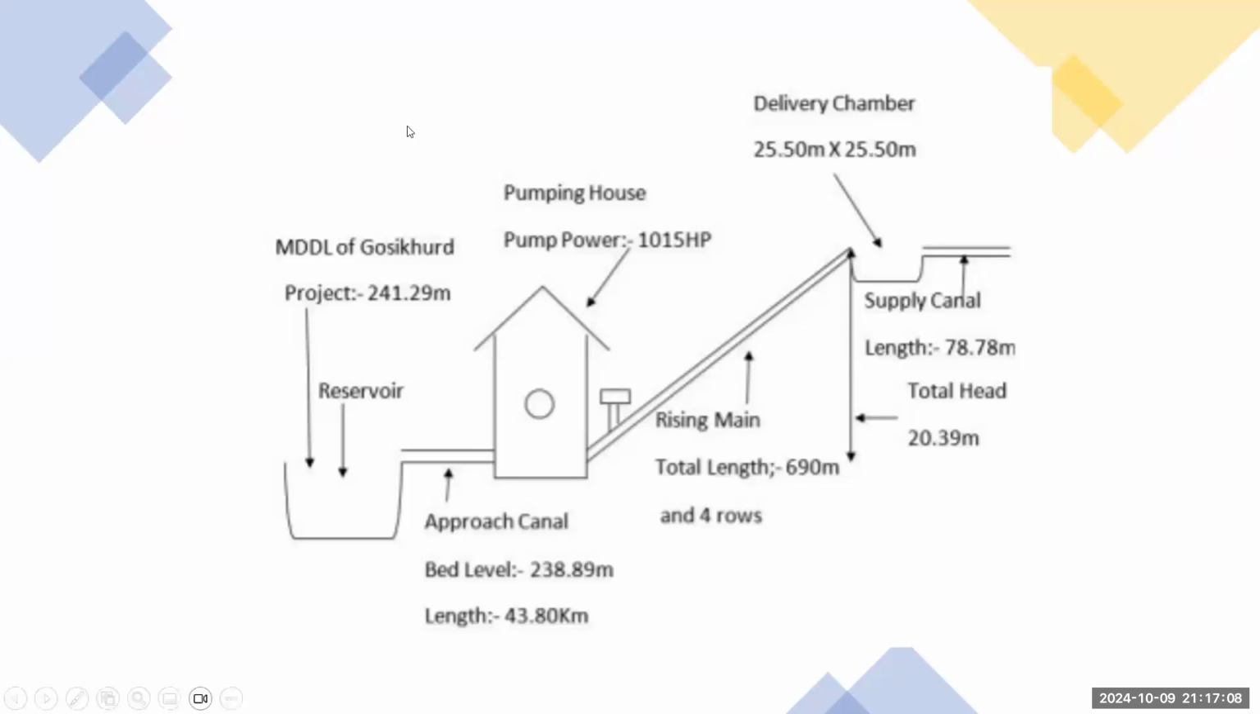Okay. So with this, today we'll stop here because 5 minutes are left. In the next lecture, we will cover the last type of minor irrigation scheme, that is lift irrigation. Today we will stop here. Thanks for joining.